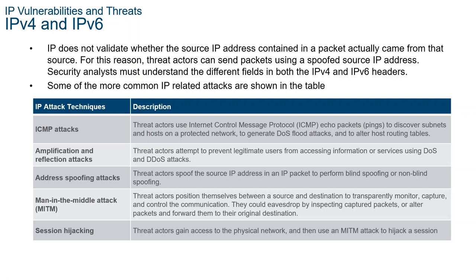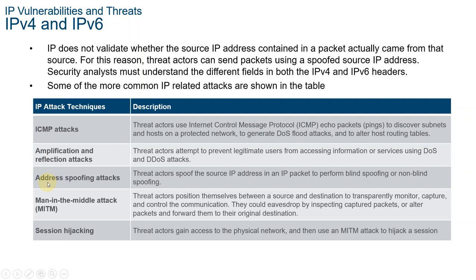Some of the more common IP-related attacks are shown in this table: ICMP attacks, amplification and reflection attacks, address spoofing attacks, man-in-the-middle attacks, and session hijacking. For ICMP attacks, threat actors use ICMP, the Internet Control Message Protocol, echo packets or pings to discover subnets and hosts on a protected network, to generate denial of service flood attacks, and to alter host routing tables. Next are amplification and reflection attacks, where threat actors attempt to prevent legitimate users from accessing information or services using distributed denial of service attacks.